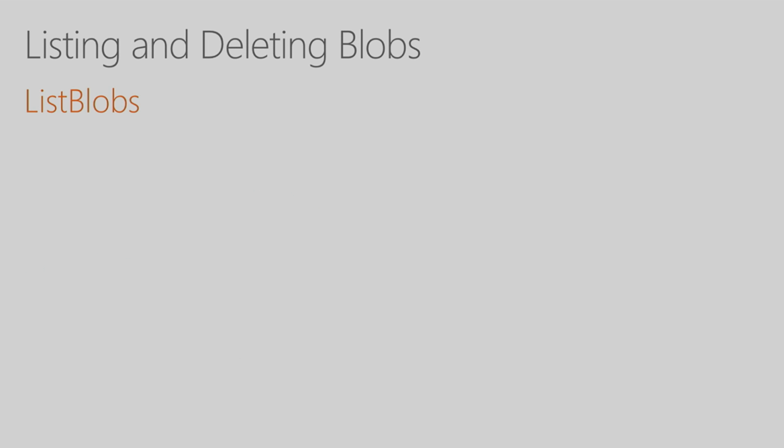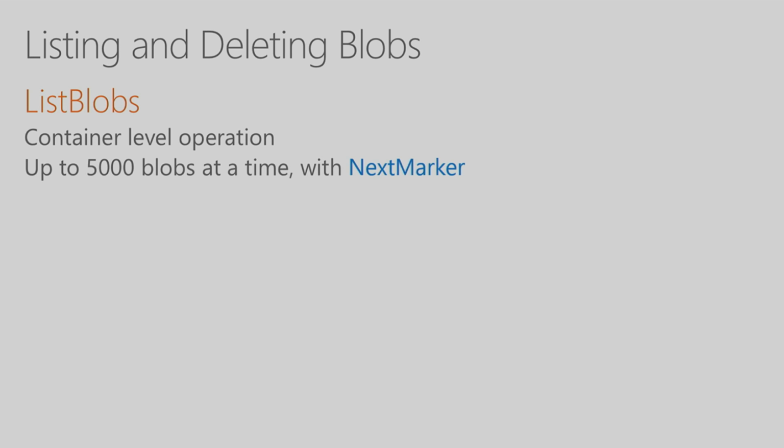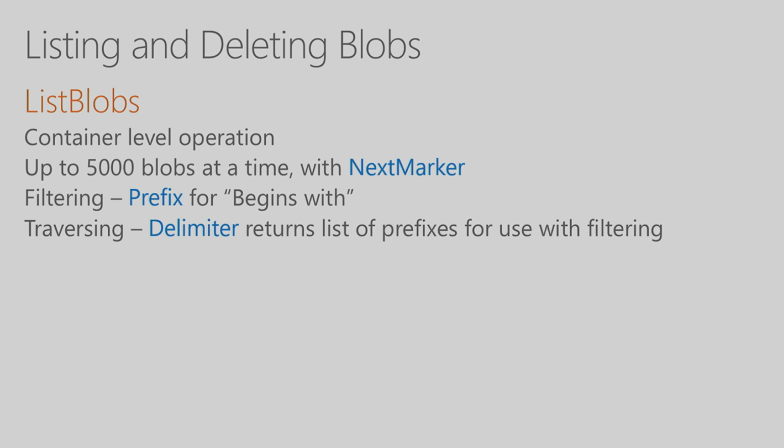I talked also about list blobs and the convenience features with virtual folders, right? So list blobs is a container level operation. So you have to give that top level directory. You can get up to 5,000 blobs at a time. But what's neat is you can essentially have a begins with query. So if you know the pattern of your blob names, you can say, give me all the blobs that begin with this thing. You can also go ask and say, give me all the prefixes with this delimiter.